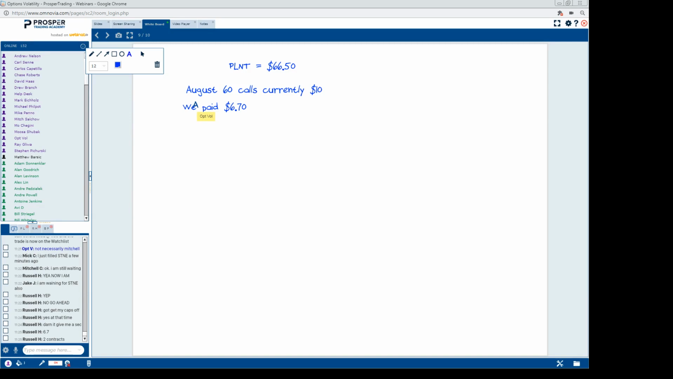Okay, so right now the current P&L, unrealized, but current P&L theoretically would be what? And I'm sorry, what I didn't say is we have two of these. Okay, we paid $6.70 each, and we own two of them. So what is our current P&L?